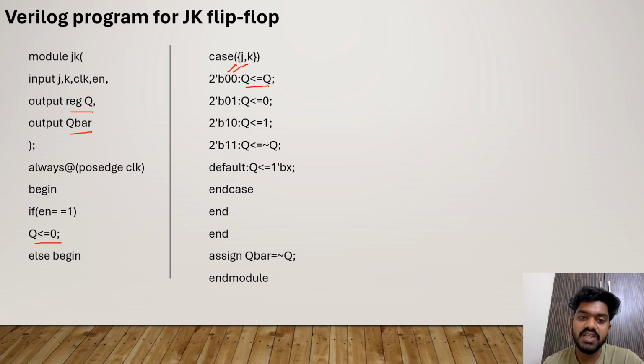When J is 0 and K is 1, that is the reset condition, the output is 0. When J is 1 and K is 0, that is the set condition, the output Q is 1. When both the inputs are high, that means 1 and 1, that is the toggle condition, Q is equal to Q bar, that is the complement of Q. And if the user provides the default input, that is some other input, this is the condition, and we'll end the cases, and we'll assign the output stored in Q to Q bar in this manner, and we'll end this program.